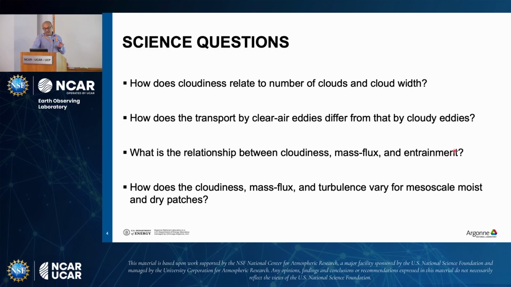And the fourth question we have is how do cloudiness, mass flux, and turbulence change or vary with mesoscale moist and dry patches, right? So if you have moist and dry patches, water vapor changes, how are these things changing for these two conditions, right? What are the changes in those things?